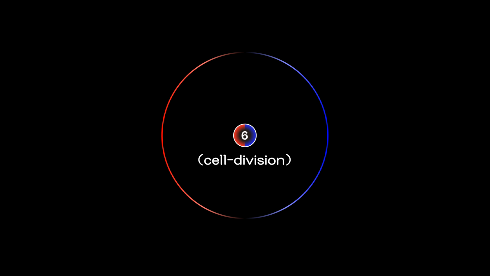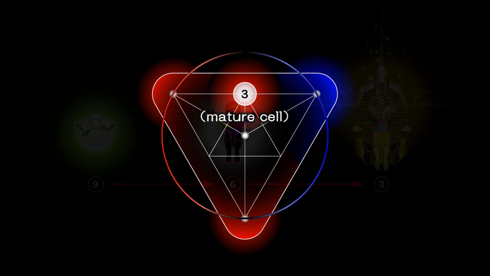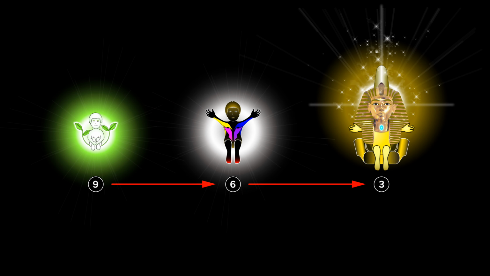Finally, the process from point 6 to point 3 represents the creation of mature types of cells. Related to this, the process from point 9 to point 6 and to point 3 represents the developmental process of personality. As we have seen, the process from point 9 to point 6 and to point 3 represents many different types of developmental processes. It can be seen as the universal pattern of development.